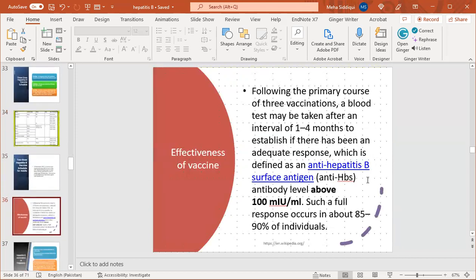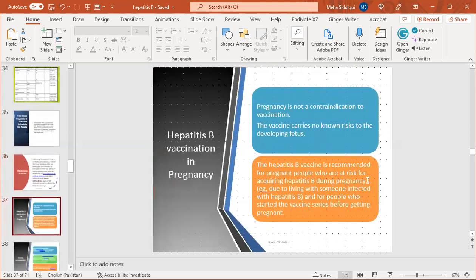Effectiveness of vaccine. Following the primary course of 3 vaccinations, a blood test may be taken after an interval of 1 to 4 months to establish if there has been an adequate response. This is seen by the detection of anti-hepatitis B surface antigen antibody level, and it should be over 100 units per ml. Such a full response occurs in about 85 to 90% of individuals.